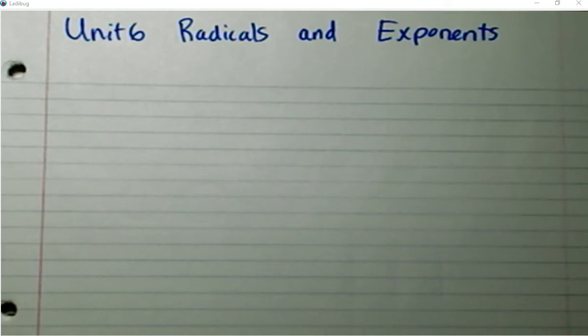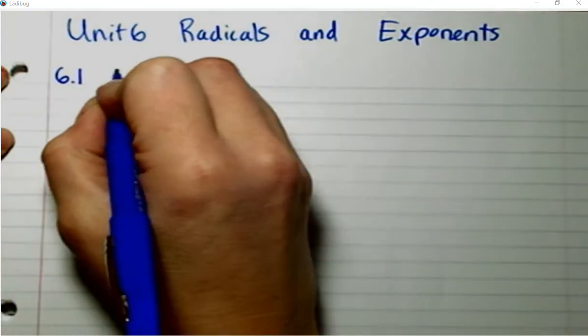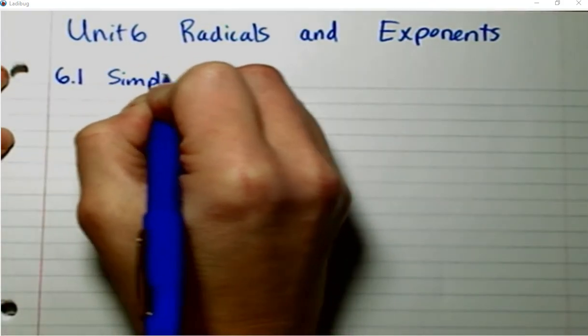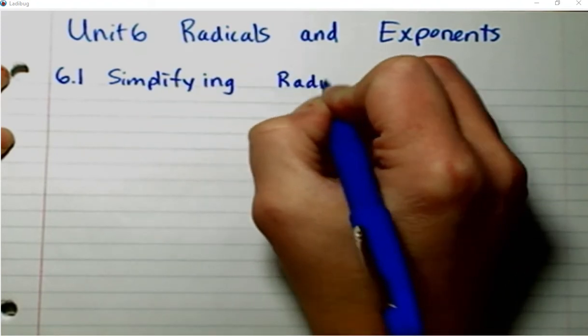All right, here we go. Unit 6, radicals and exponents. So today we're going to look at simplifying radicals.